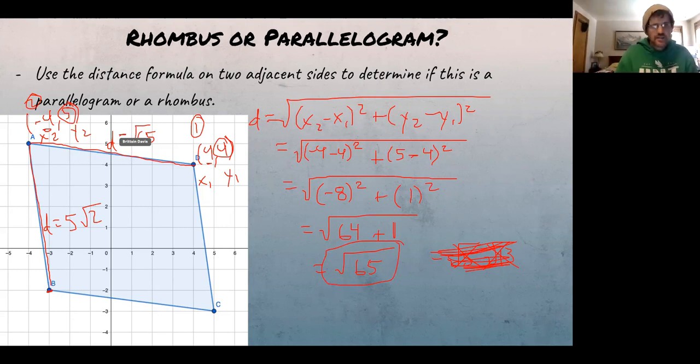So these are not the same length. Therefore, this is not a rhombus, it is a parallelogram. Okay, that's essentially it.